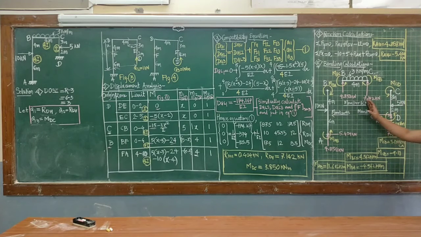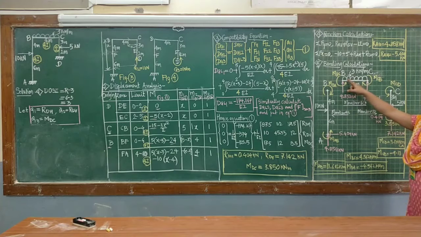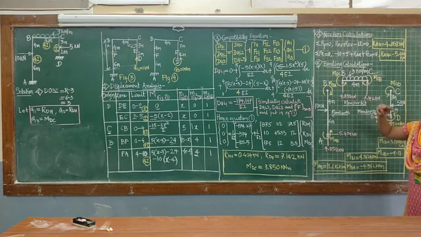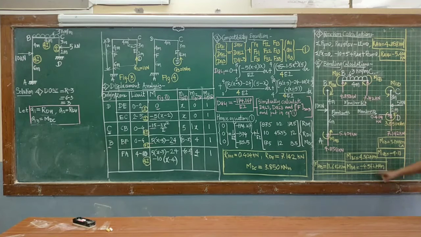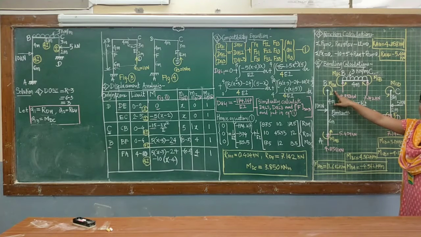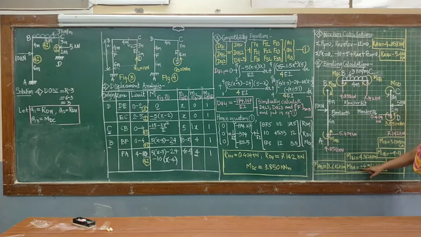Now come over to member BC, draw its free body diagram, show the moments at the supports, show the reactions, show the original loading. Take the summation of moments about point B, and you will get MBC, since MCB is known from the CD member. Put the value here and you will get the MBC value. MBC comes to be 4.562 kilonewton meter. MBC and MBA are the same in magnitude, opposite in nature. So MBA will be the opposite of this, minus 4.562 kilonewton meter.